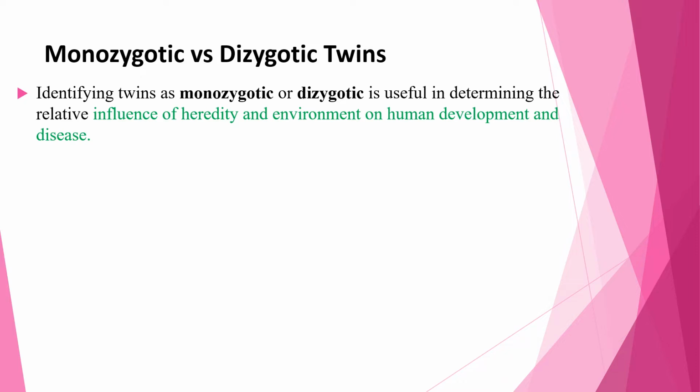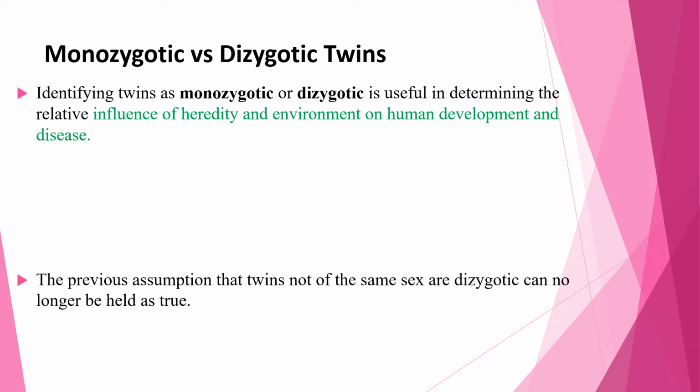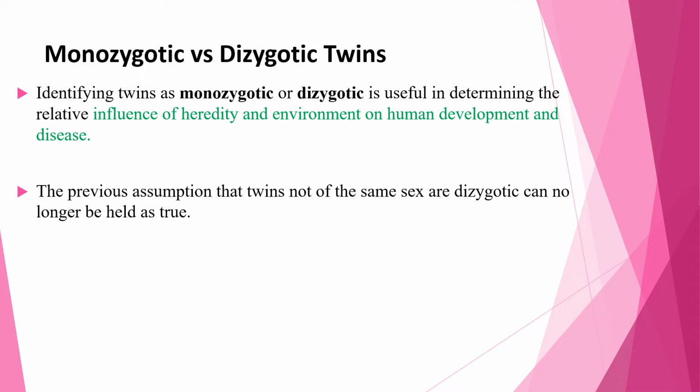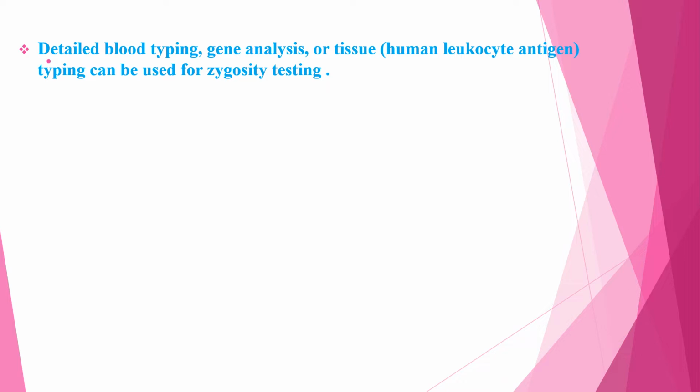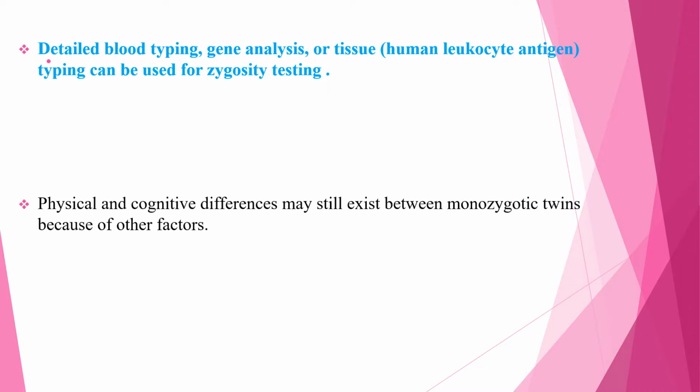Identifying twins as monozygotic or dizygotic is useful in determining the relative influence of heredity and environment on human development and disease. The previous assumption that twins not of the same gender are dizygotic can no longer be held as true. Sex discordances, placentation, and determination of amniosity and chorionicity are not reliable ways of determining zygosity. Detailed blood typing, gene analysis, or tissue or human leukocyte antigen typing can be used for zygosity testing.